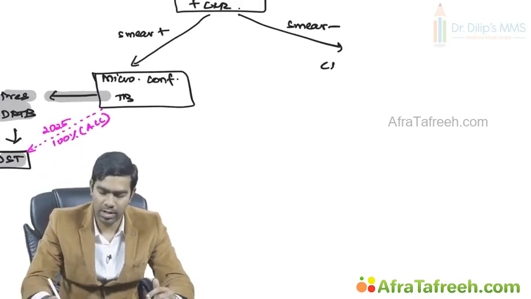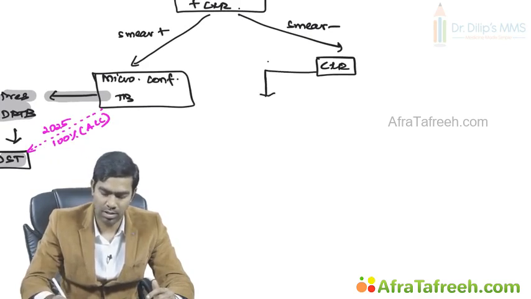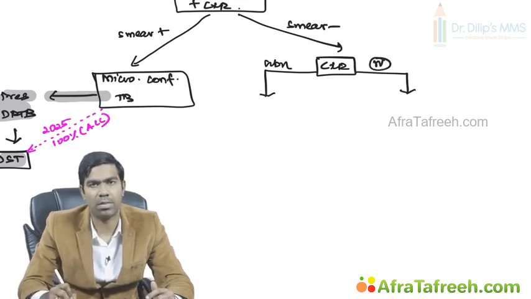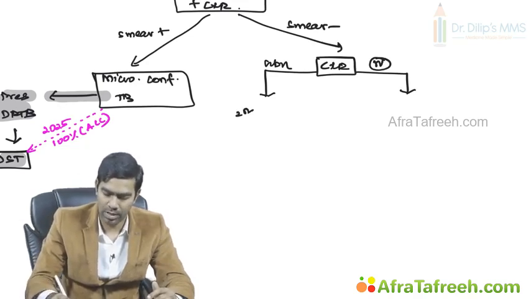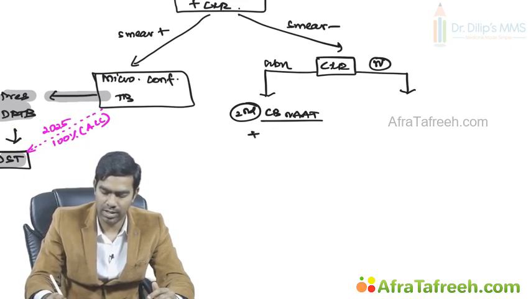So smear negative. If the patient is smear negative, see the chest X-ray results. Chest X-ray may show abnormal findings, or chest X-ray may show normal findings. So the chest X-ray is abnormal. The second sample, what you have obtained, will be subjected to your gene expert now. At the same time, you will do the smear again in the second sample.